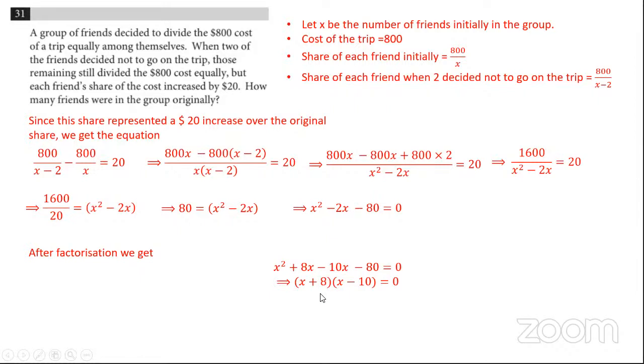Since I presume that you guys know how to do it, and since you already got the answer, I'll move ahead. So from this, we'll get x equal to minus 8 or 10. Okay, since what was our x? We assumed our x to be the number of friends in the group, right? Can the number of friends be negative? No, right? So what is the only possible value? The only possible value is 10. So x equal to 10. So our answer would be 10.